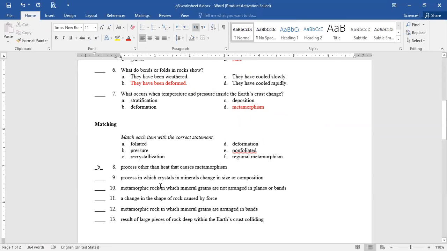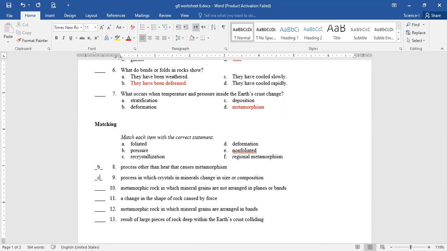Then, process in which crystals and minerals change in size or composition. That means the crystals are going to change into other crystals. Yes, Adam. Deformation. No. We said here that it's a change in crystals. That means the minerals will become another mineral. So we call this process. Yes, Nano. Recrystallization. Yes, recrystallization. From the word: crystals change, that means the crystals will reform. So we call this recrystallization.